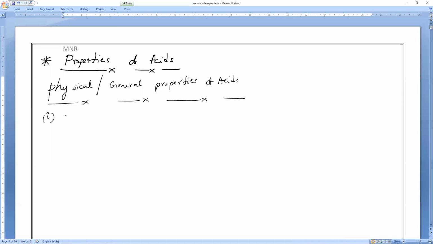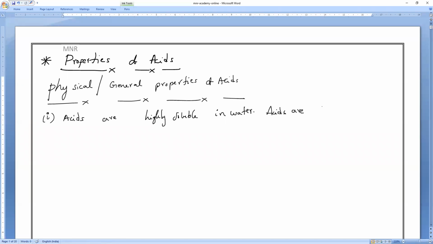We all know already, even in chapter 1, we studied that acids will always show the reaction in what state? Aqueous state or their pure state? Aqueous state. Always in aqueous state only. So every acid will show its reaction only when it is dissolved in water. That is why the first property of acids is that acids are highly soluble in water. I want to get it from you so that you people can remember it for more days.